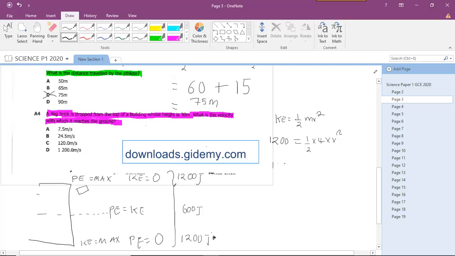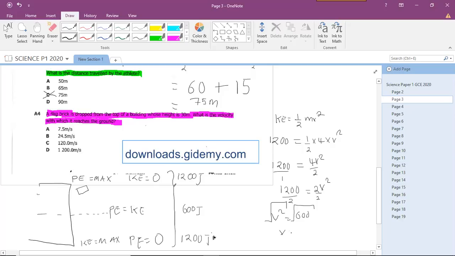So we're going to say 1,200 is equivalent to 1 times 4 times v squared, over 2. It will be 4v squared over 2 over 1. If we divide this, we're going to get 2. So it's 1,200 is equivalent to 2v squared. We divide both sides by 2. We're going to get v squared as 600. To make v the subject of the formula, we'll square root both the left-hand side of the equation and the right-hand side of the equation.